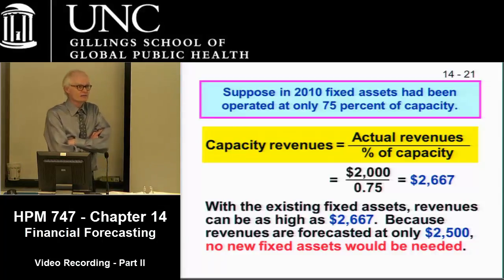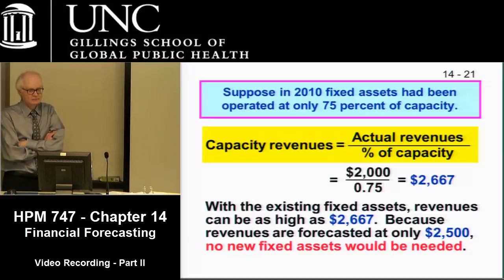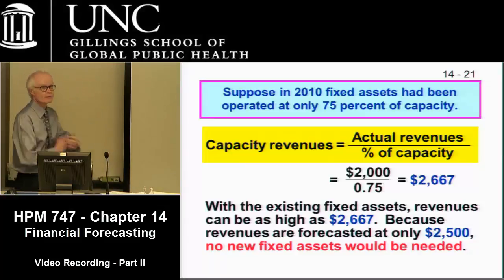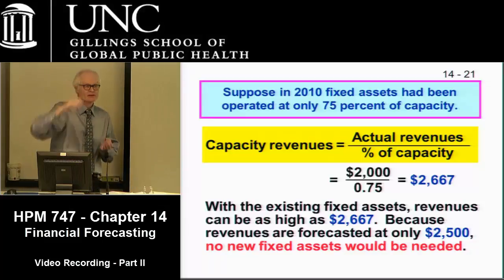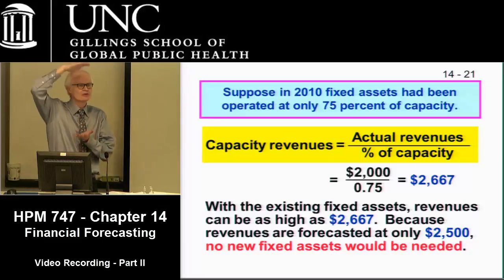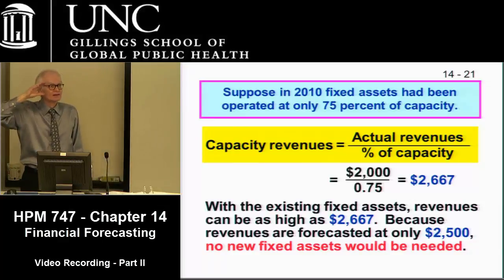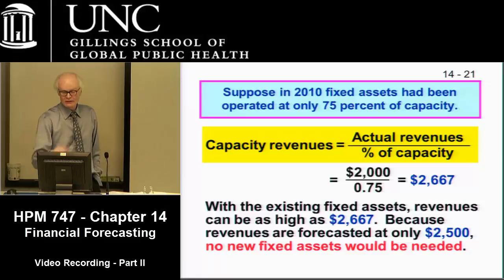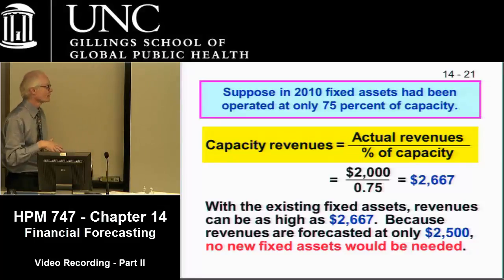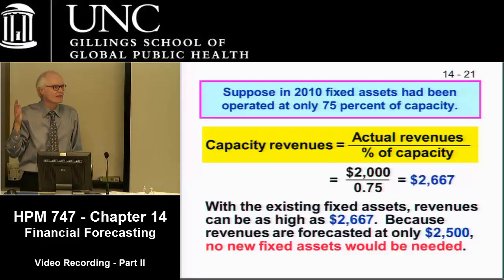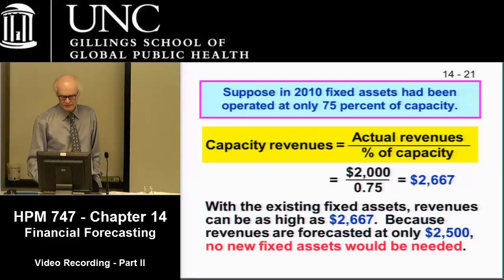That's right. Because the revenues are forecasted only to be 2,500, which is less than 2,667, what that means is that you could get up to $2,667,000 in patient revenue without adding new capacity. In 2011, we're predicting $2.5 million, so in fact, we could get to that $2.5 million without any additional capacity. That will affect the external financing requirement.